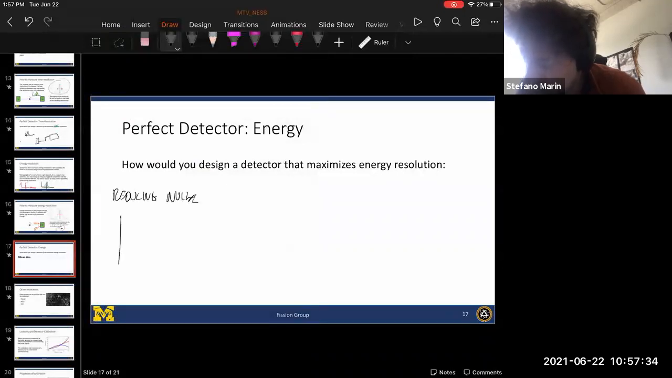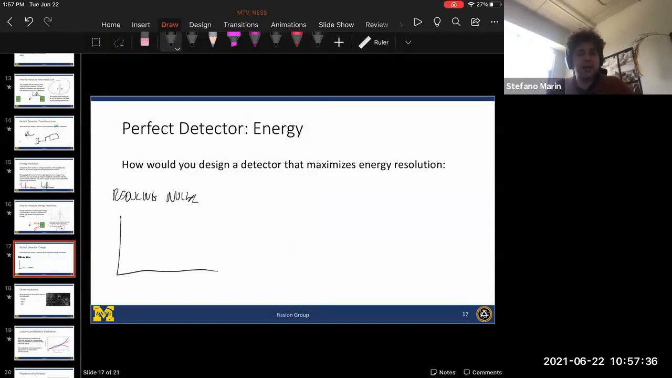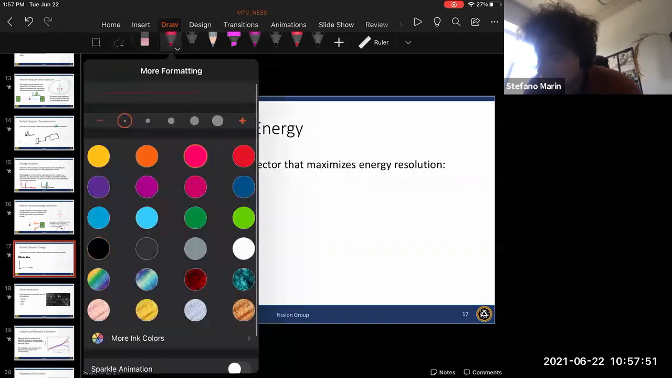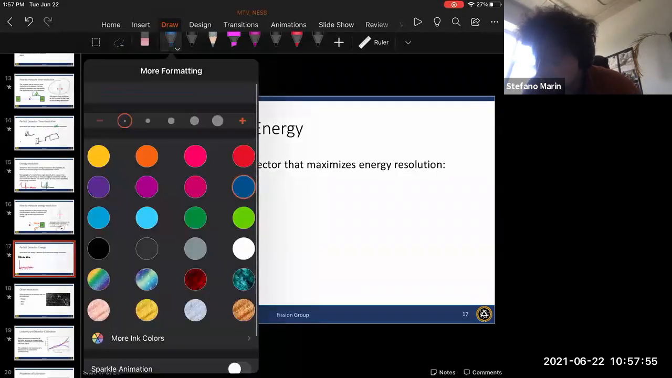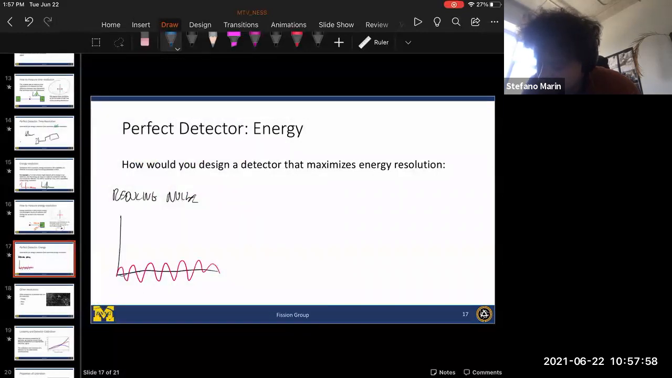Reducing noise means that I want a detector that when nothing is happening is reporting nothing back to me. So that when no interactions are taking place in the detector, no energy is being measured by our system. So if I look, for example, at the signal as a function of time, a bad detector is going to have a signal that looks like this. And a good detector is going to have a signal that looks like this. It's going to be very hard to minimize the noise in a detector to zero, but it's possible to reduce it by a lot.